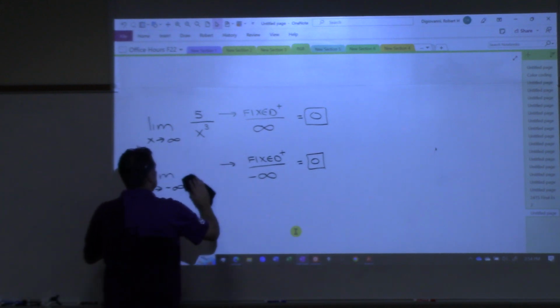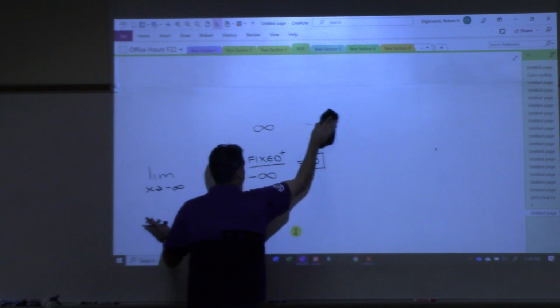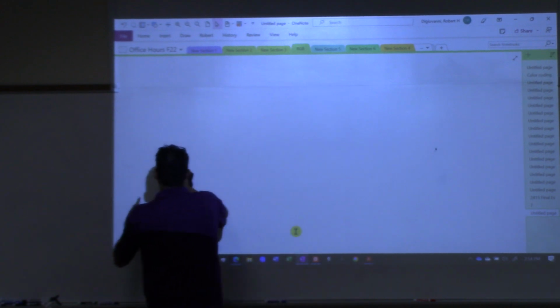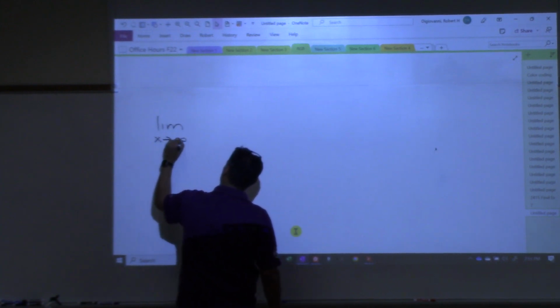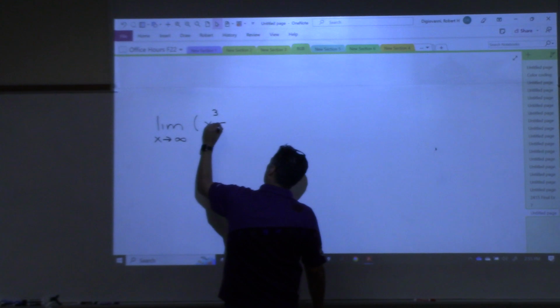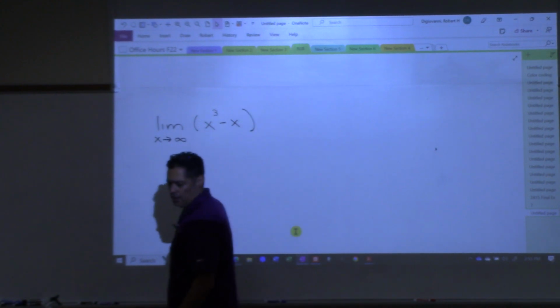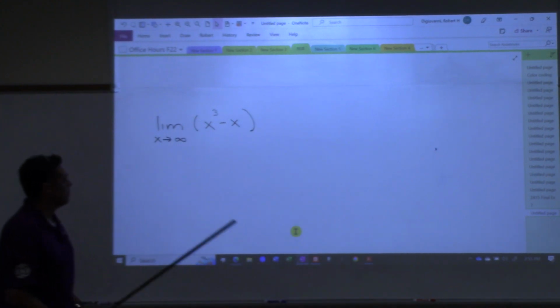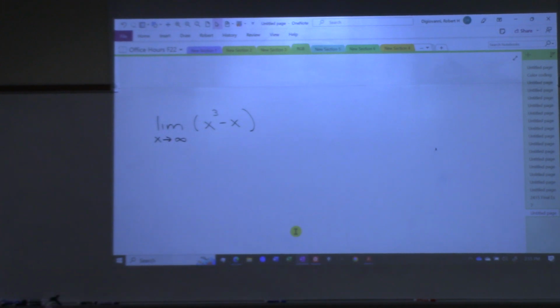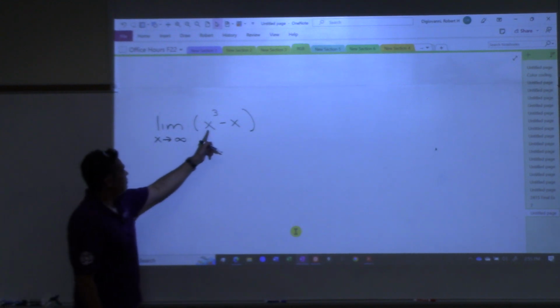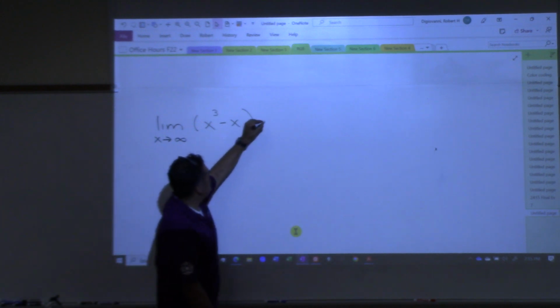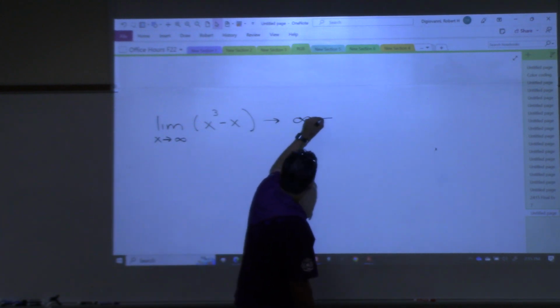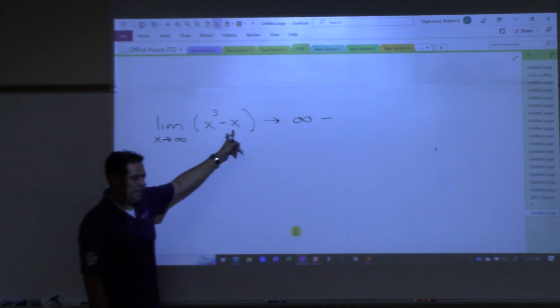All right, so I want us to think about this. What would the limit be as x goes to infinity of x cubed minus x? Let's talk about where things are going. X goes to infinity. What does infinity cubed go to? Big, right? Infinity. So this is headed to infinity minus what? Something that's infinitely big as well.